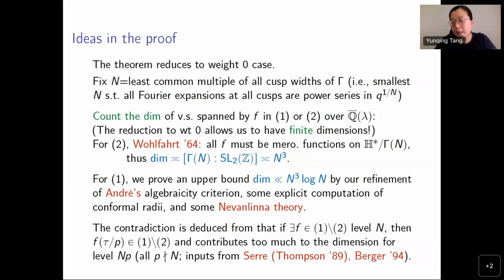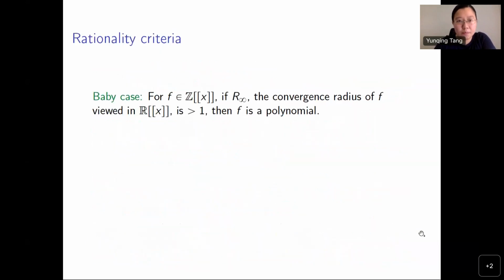So let me just summarize. We fix an n, we try to count the dimension. As far as we have a reasonable upper bound for the dimension of modular forms with bounded denominator, we can finish the proof. Okay, so now the question is, how are we going to give an upper bound of the dimension? So I would like to go back to something which is more elementary.